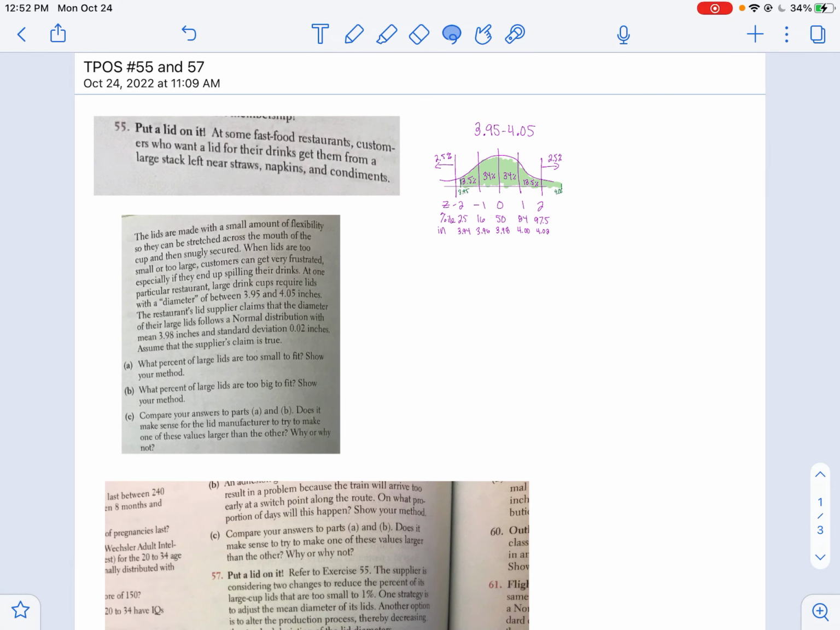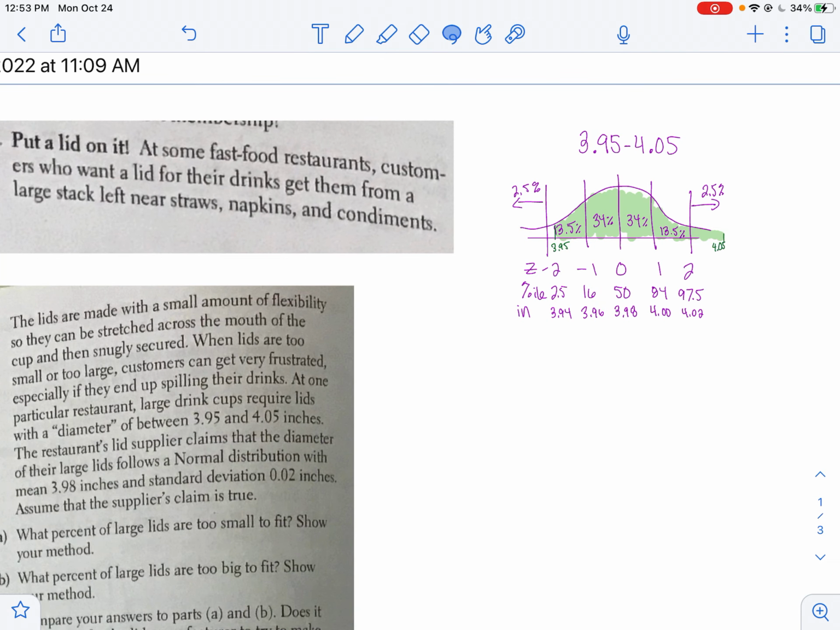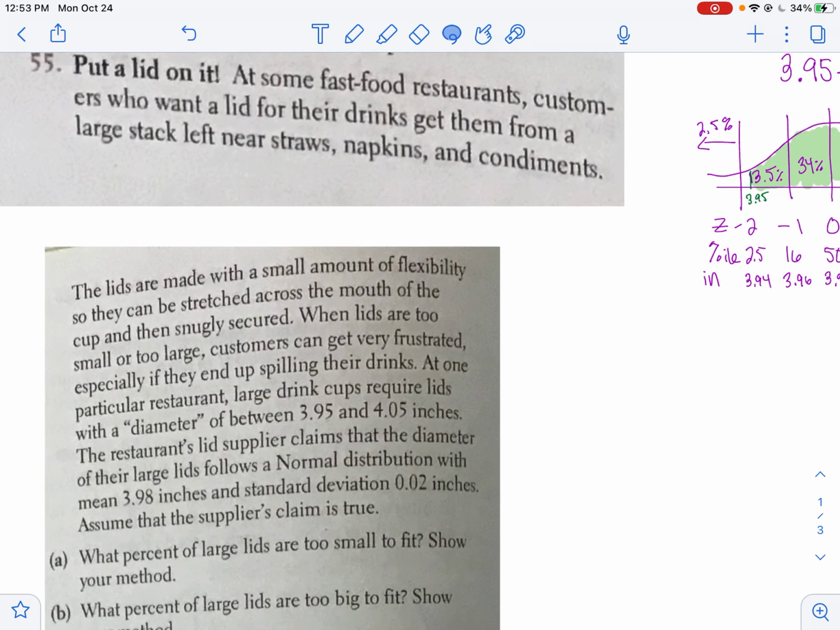By popular request, I'm going over numbers 55 and 57 from Chapter 2 in the Practice of Statistics, 5th edition. All right, these are some normal distribution questions, and they are multi-step. So they all have to do with the same situation. We're dealing with a fast food restaurant, and they're dealing with their lids.